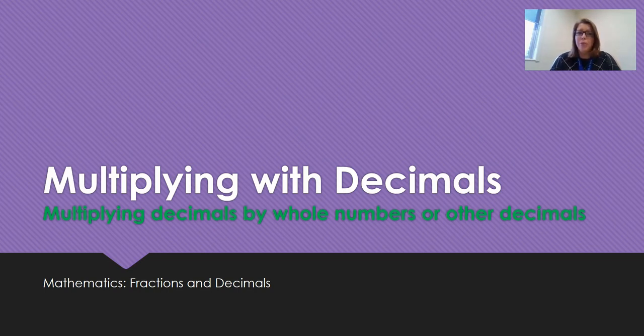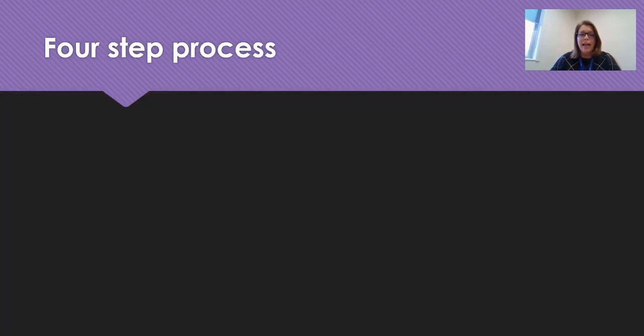In this video we'll learn to multiply decimals by whole numbers or decimals by other decimals. So let's get started. When we are doing this, we have a 4-step process to multiply decimals.